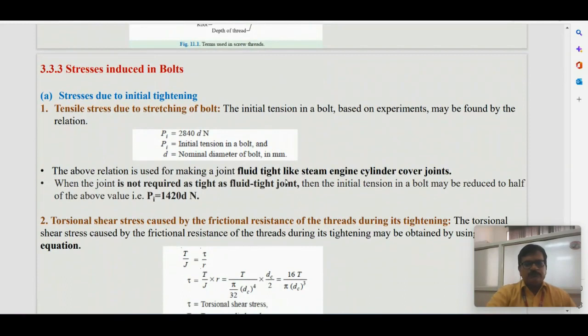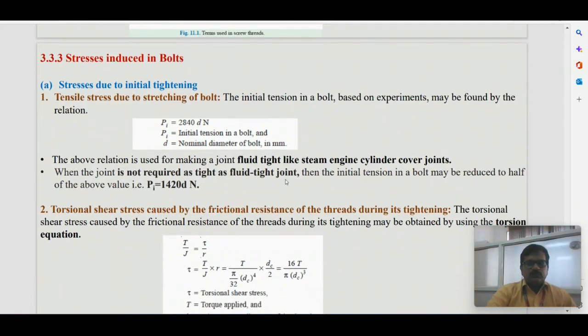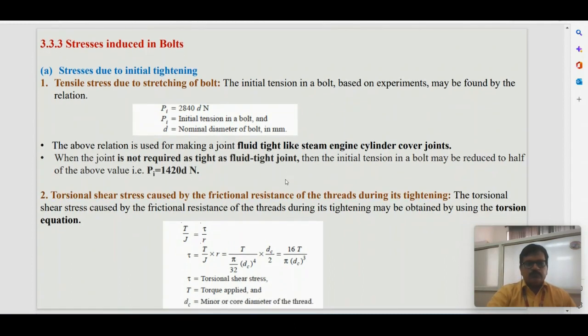Stresses induced in the bolts. Stresses due to initial tightening. So in order to join two things with the help of screws, we may do it either by tightening the screw, or we may tighten the nut on the bolt. So that initial tightening will induce tensile stress on the bolt. The nut is tightened on the bolt, it gets elongated, that is subjected to tensile stress.